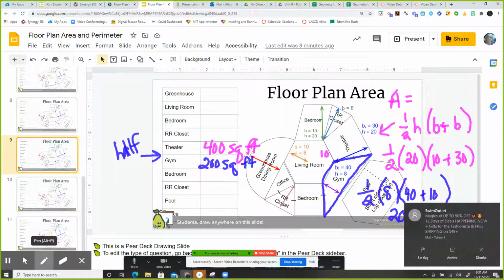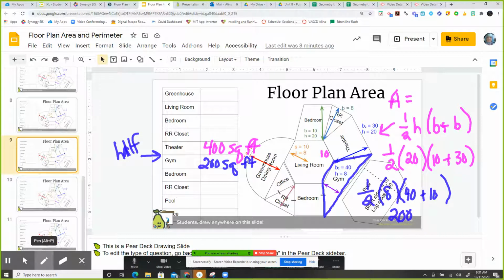Okay, thoughts on that? It is 10 feet more. What else is different? How are the heights different? Are they different? They are. One of them you're multiplying by 20 and the other one you're multiplying by 8. It's that multiplier that's going to make the bigger difference.